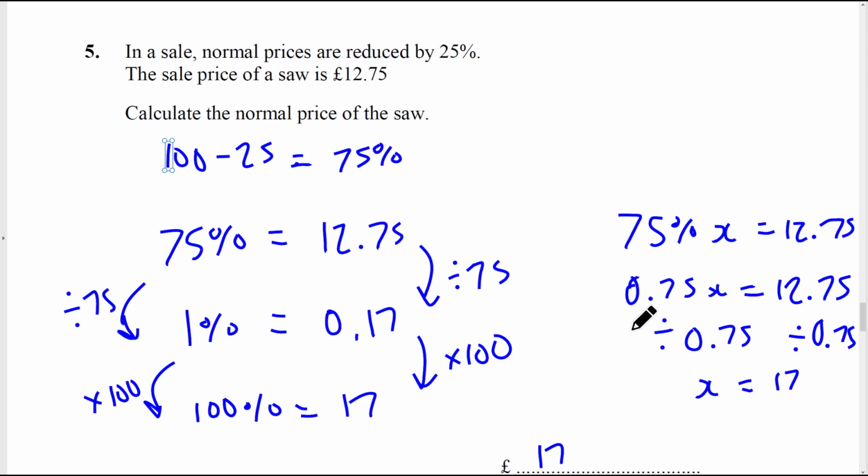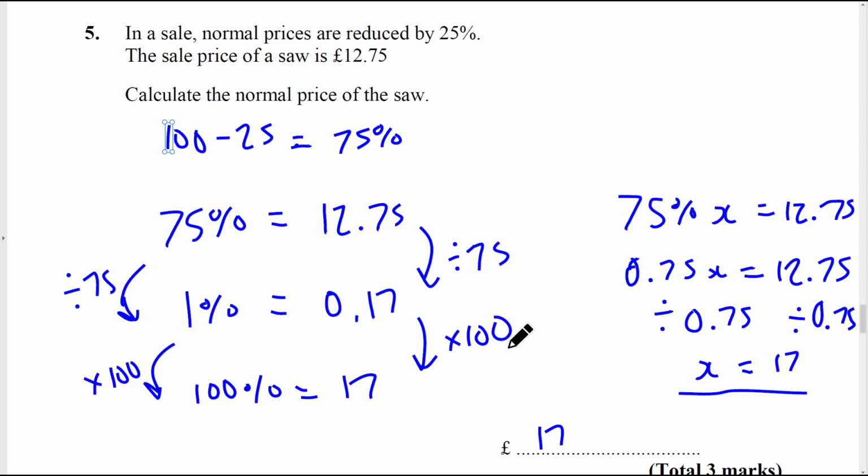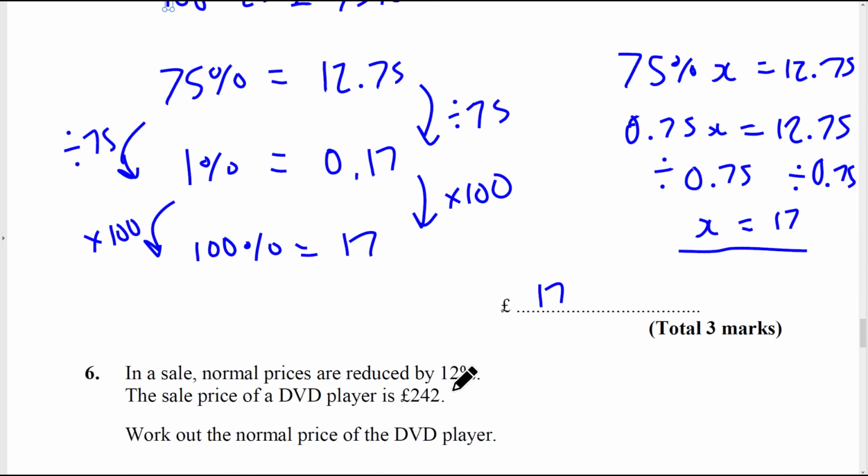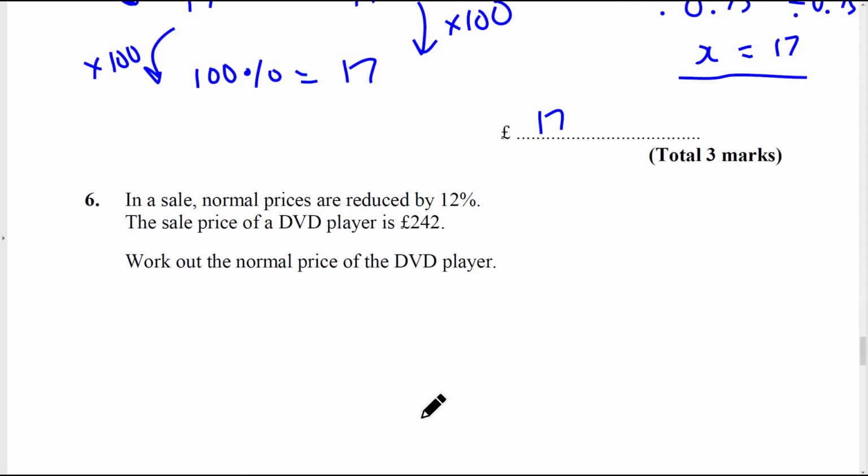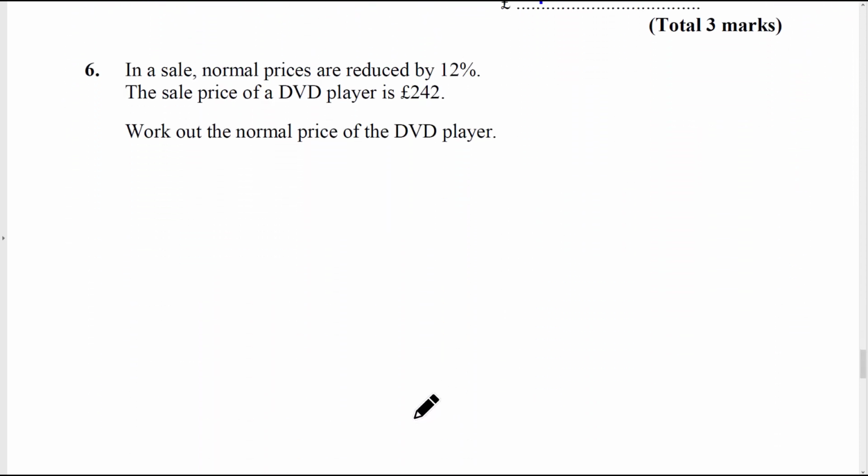Now we're going to do question 6, and we're just going to jump straight to this method. This is good for understanding, because if you can see here, if you divide by 0.75 and times by 100, it's kind of similar to what we're doing here. Right. Question 6. Pause the video and give this a go. You should be able to do it.